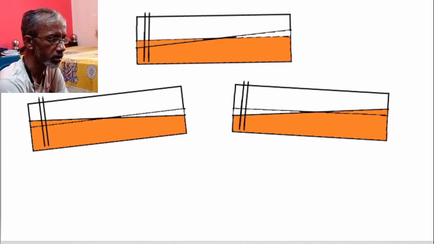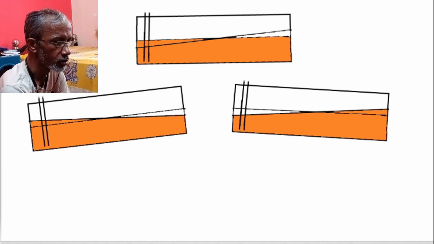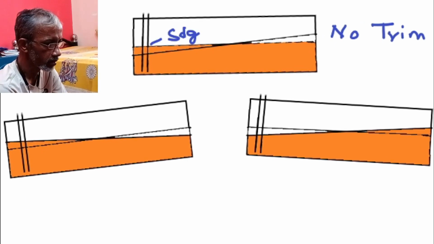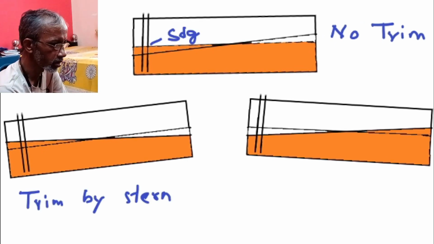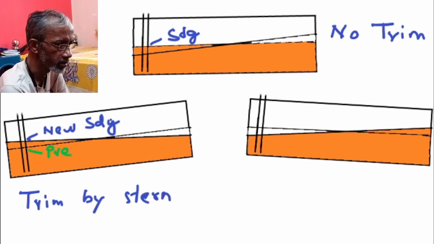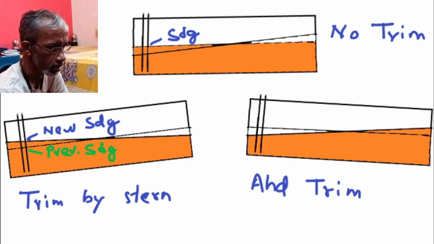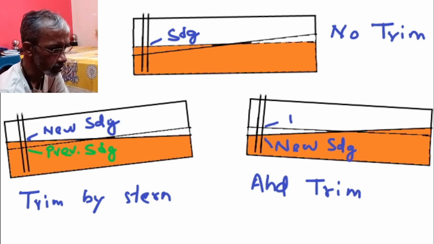Talking about the trim conditions, there is no trim, so the sounding is here. The trim is by the stern, the new sounding is here. This was the previous sounding. And when the trim is by the head, the sounding is now here, and this was the previous sounding. So in this way, by applying the list and trim corrections, we can know the exact volume of the contents.